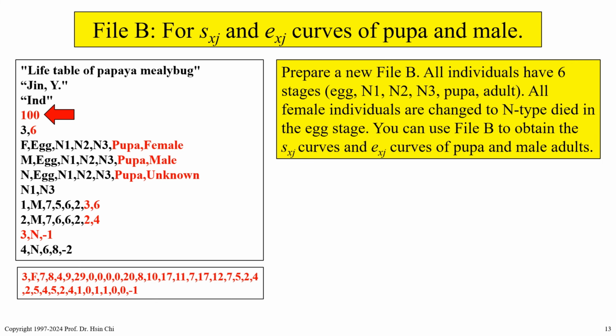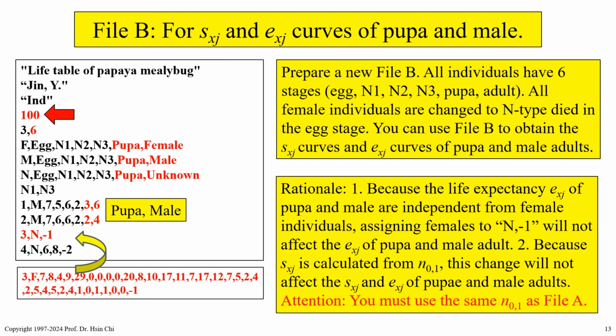In this file, all individuals have 6 stages: egg, N1, N2, N3, pupa, adult. All female individuals are changed to N-type died in the egg stage. You can use file B to obtain the SXJ curves and EXJ curves of pupa and male adults.